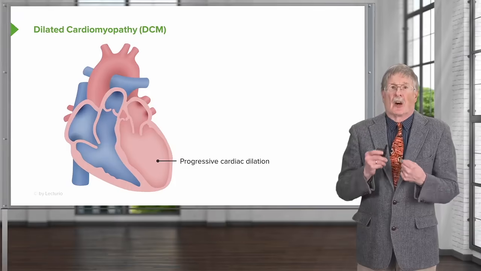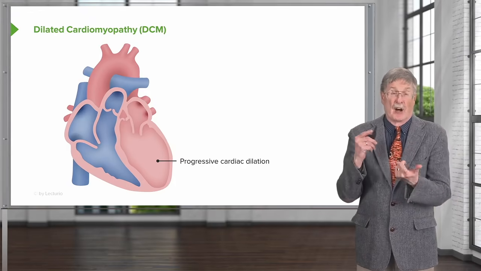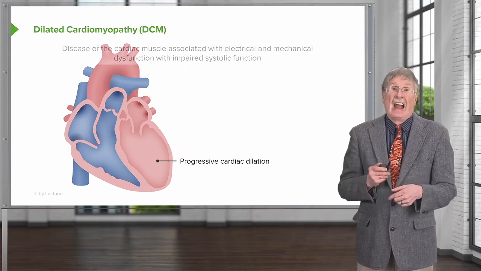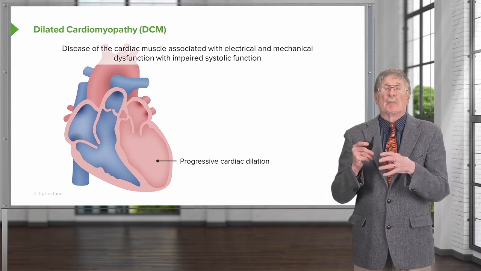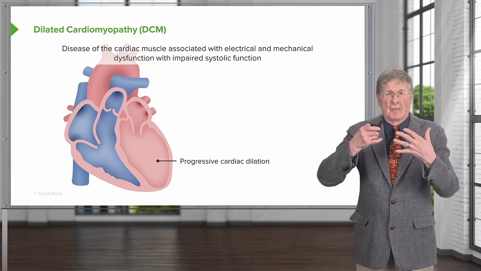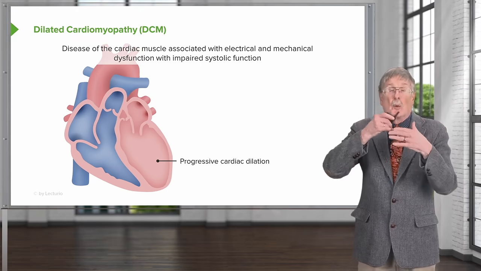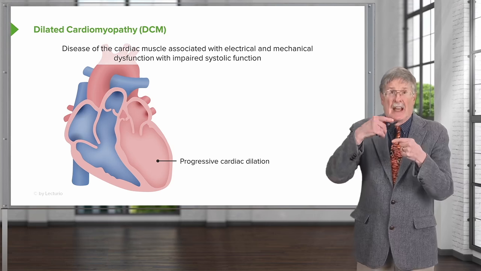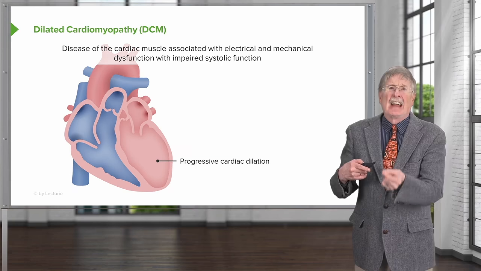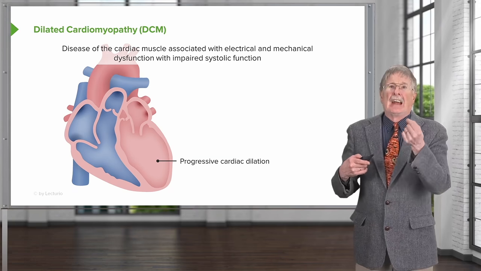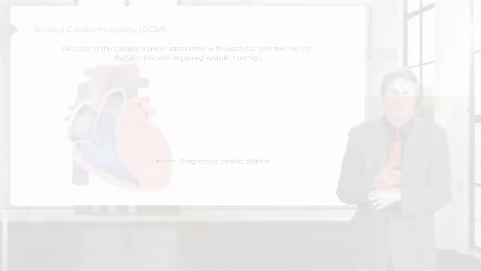In dilated cardiomyopathy, we get a progressive cardiac dilation for a variety of causes that we'll talk about. It's associated not only with that dilation, but because we are stretching the cardiac myocytes, we are actually causing a rearrangement of the gap junctions that connect between the myocytes. So there's electrical and mechanical dysfunction. And overall, there's impaired systolic function. It just doesn't squeeze very well.